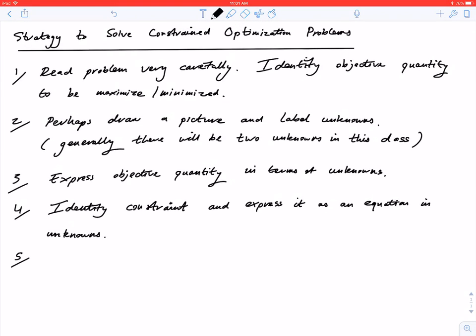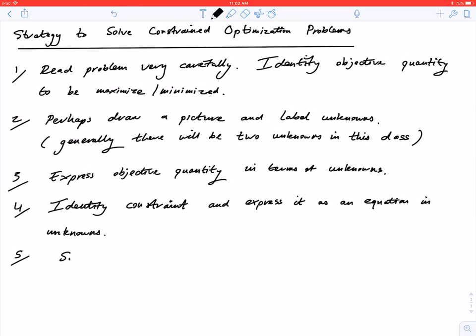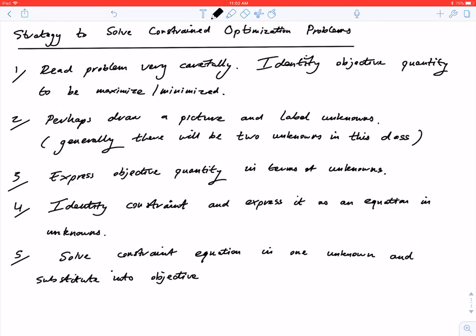Next, 5. And this is where the actual procedure comes in. Once you've done this, 1, 2, 3, and 4 are, I think, conceptually the hardest part of any word problem, because it requires you picking out the relevant information, and that can be difficult depending on the situation. Once you've got this, though, the procedure is almost always the same, and it's more mechanical. So I would solve the constraint, just like we did before. Solve the constraint equation in one unknown and substitute into the objective. That's going to make your objective equation no longer a two-variable function, but a single variable function.